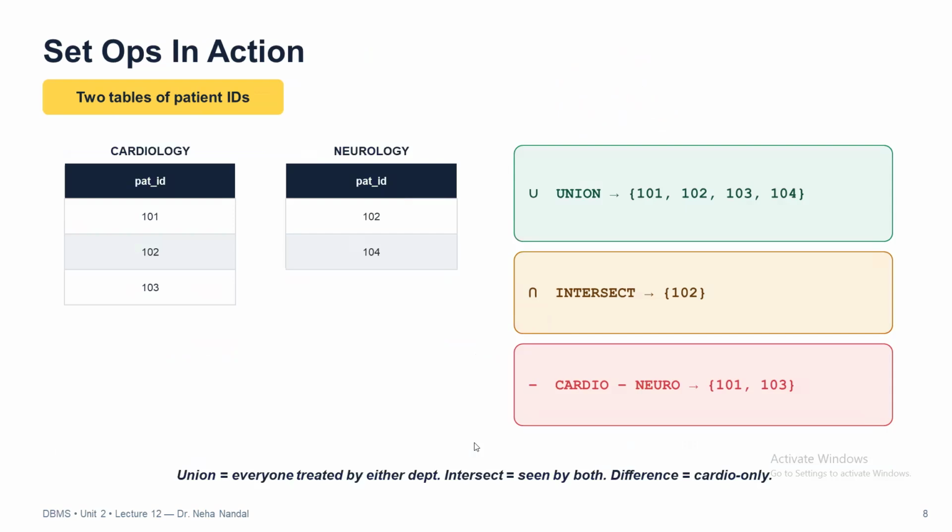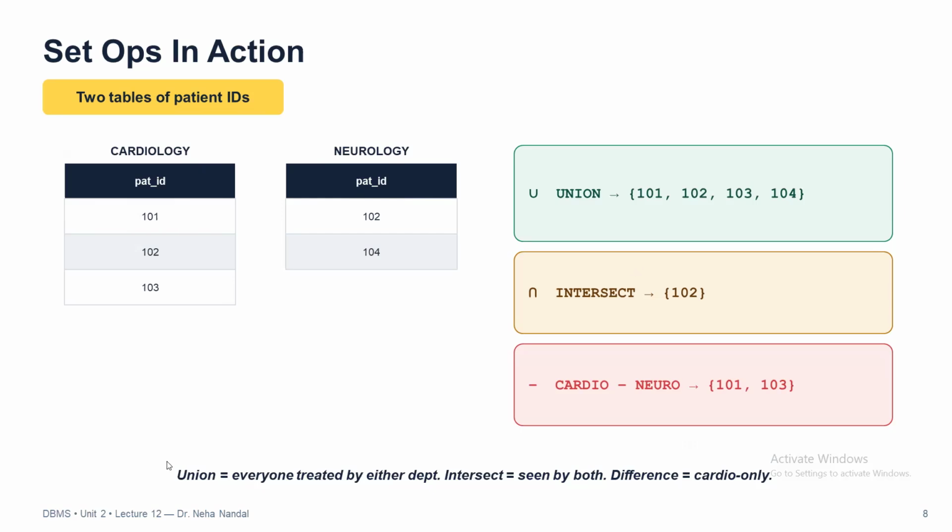Now, let us understand how this works. One concrete example I am taking. Here are two tables: patient ID seen in cardiology and patient ID seen in neurology. Both are single-column tables of patient ID, so they are union compatible. They have only one column, and both are numeric, so they are compatible for union.